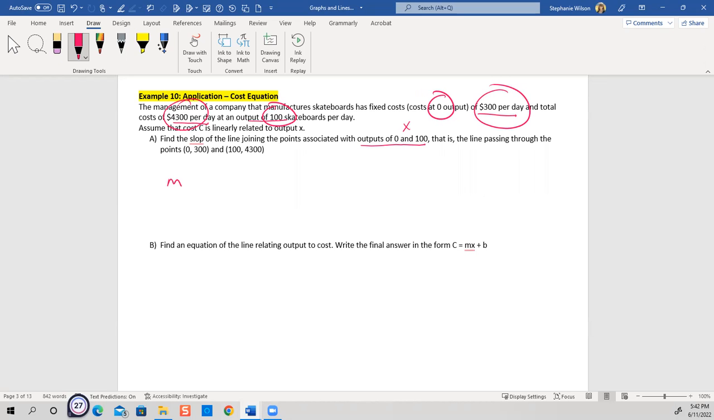So I'm going to find the slope, which kind of gives me an idea. If it's a positive slope, then I know I have a profit or a gain somewhere. If it's negative, then that means I have a loss. If it's a 0, I break even.